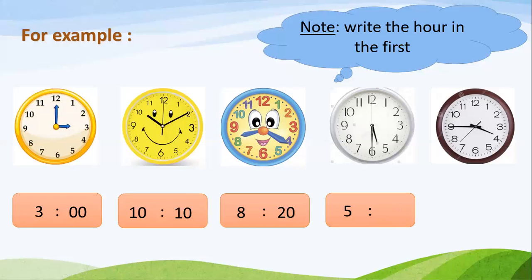5, 10, 15, 20, 25, 30. 30. 3 and 0. Excellent. Thank you, my dear. The next one, who will help me solve the next one?